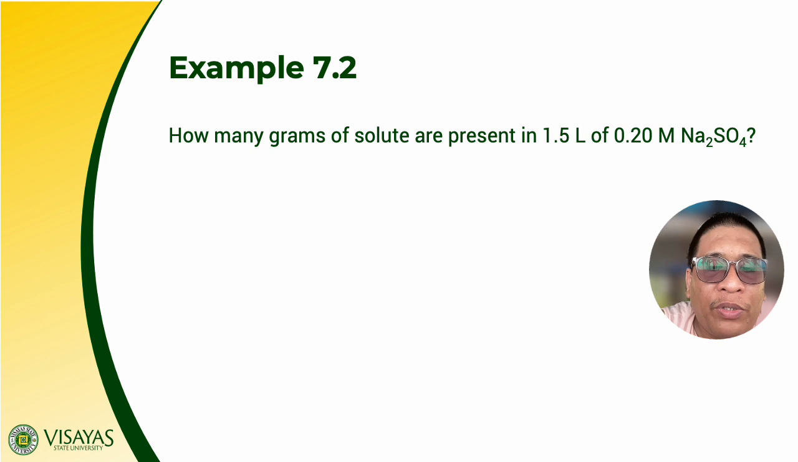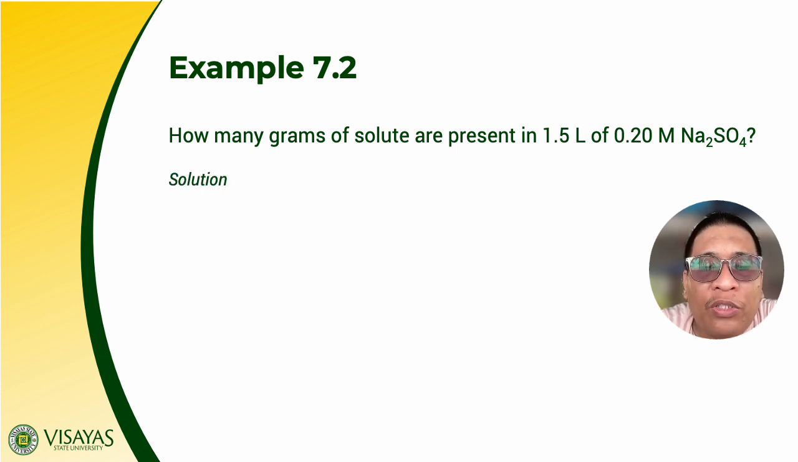Now another example would be how many grams of solute are present in 1.5 liter of 0.2 molar sodium sulfate. So we have here the molarity of sodium sulfate and the volume of the entire solution. Now we need to calculate for the mass in grams of the solute, which is sodium sulfate. So we are given the molarity. That means that's the number of moles per liter solution, or the number of moles of solute per liter solution. So since what's asked is how many grams, then we need to multiply that one after with the molar mass.